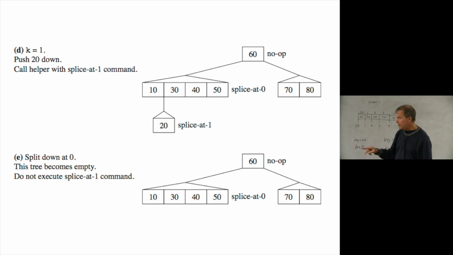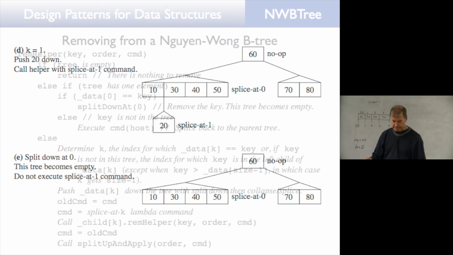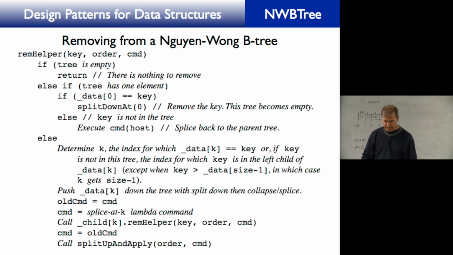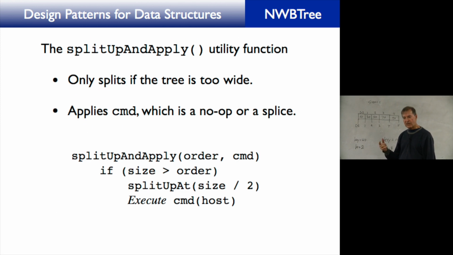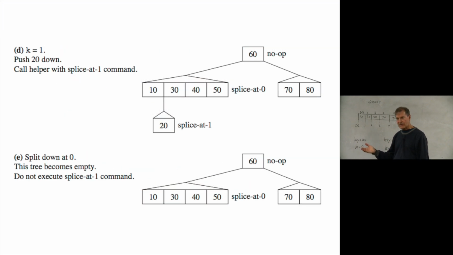And now, tell me, on the way up, this says splice at 0. But what is our fix-up? It's called split up and apply. Now, remember, how does split up and apply work? It only does something if what? If the greatest order. If it's bigger than, are we safe here? Yes. We are, so it doesn't do anything.